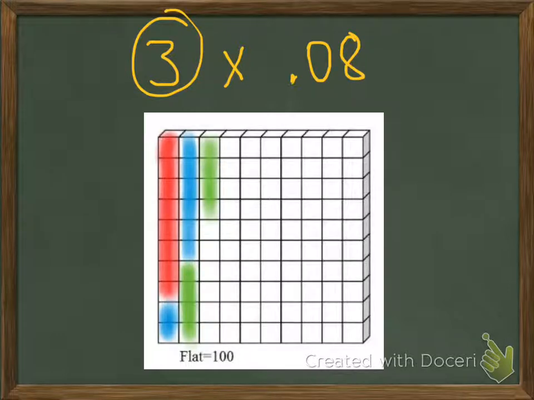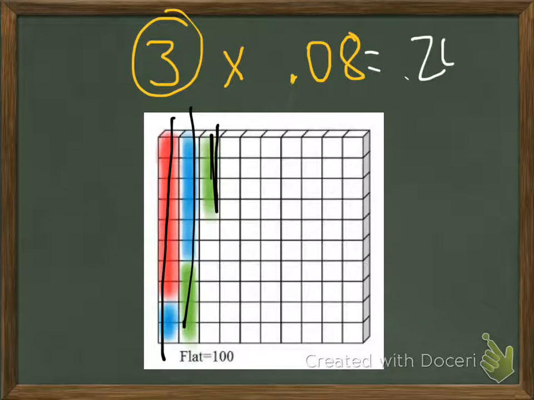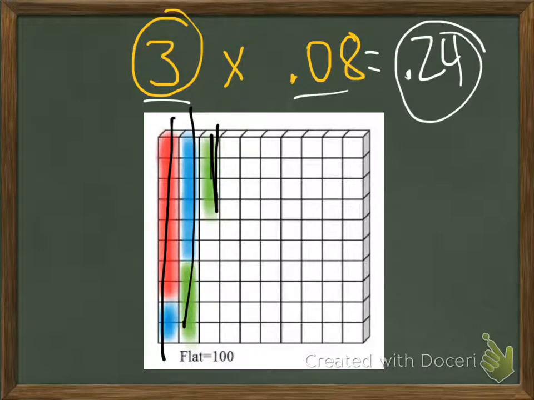And now I have 3 groups of 8 hundredths. As I can see on my hundredths grid, in total I have 2 full tenths filled in, and then I have 4 hundredths filled in. Therefore, I have a total of 24 hundredths on my hundredths grid. So 3 groups of 8 hundredths equals 24 hundredths.